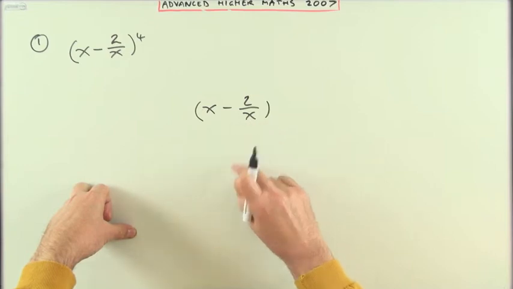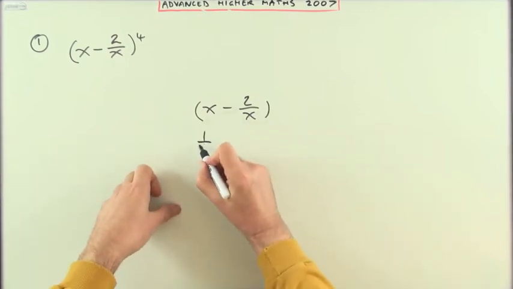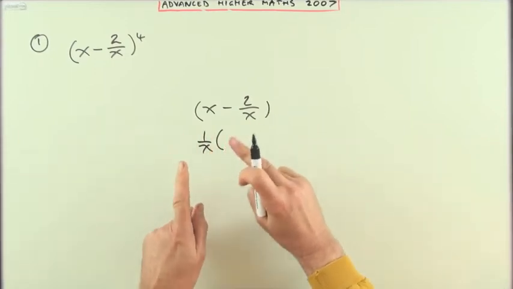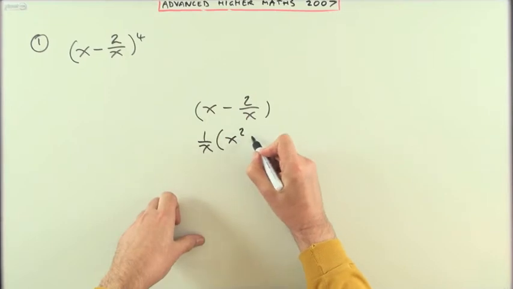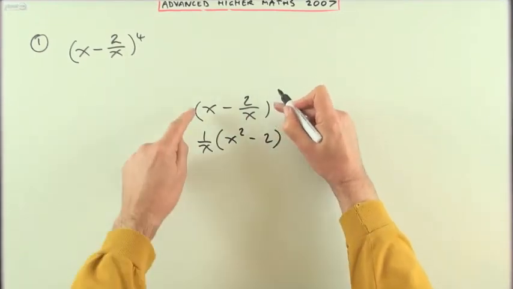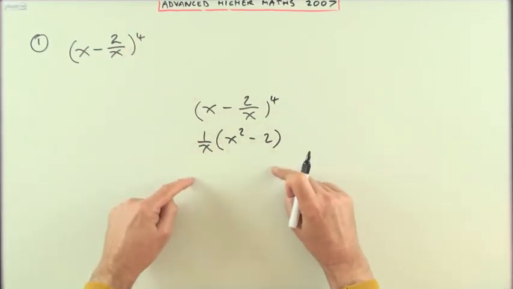You could extract that fractional part by taking out 1 over x. If you took out 1 over x, that means that everything that's left inside the bracket will now have to be x times bigger. Then you would have x squared minus 2 inside the bracket. So instead of having some power of this, as in this case power 4, you'd have power 4 of this.